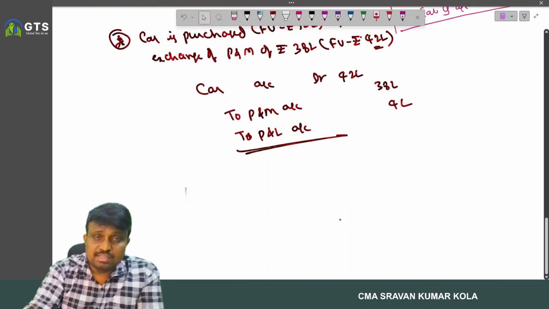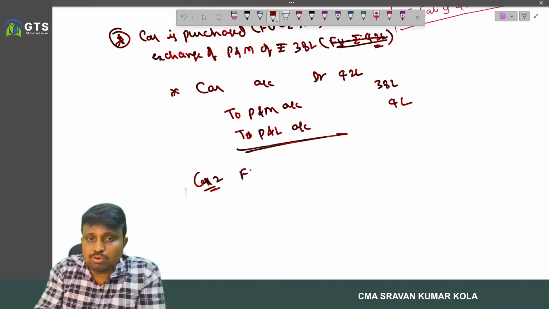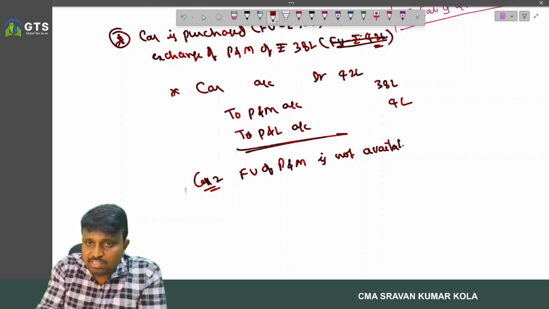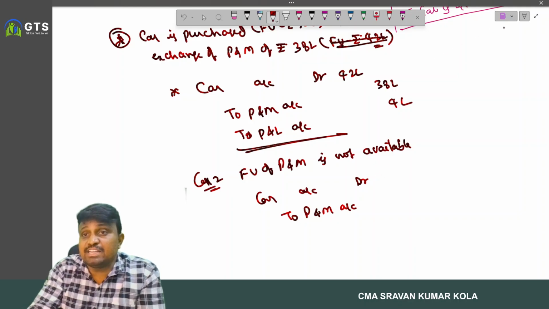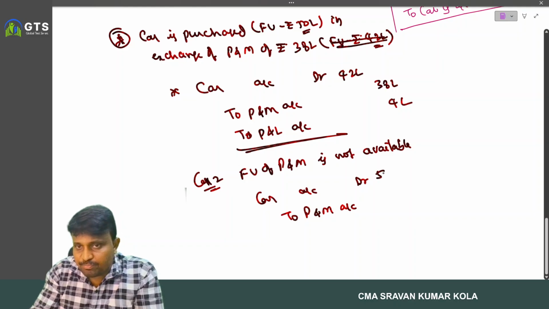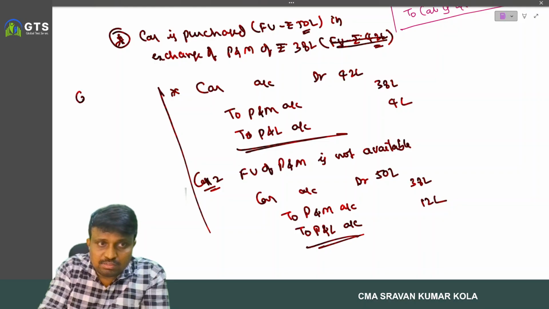Okay. And second one, for example, if the fair value of asset given up is not available, then what is the journal entry? Case 2: if fair value of plant and machinery is not available, then we have to write the entry. Car account debited to plant and machinery account, and car account is considered at its fair value. What is its fair value? 50 lakhs. But plant and machinery should be de-recognized at book value only, and the difference amount transferred to profit and loss account. How much? 12 lakh.